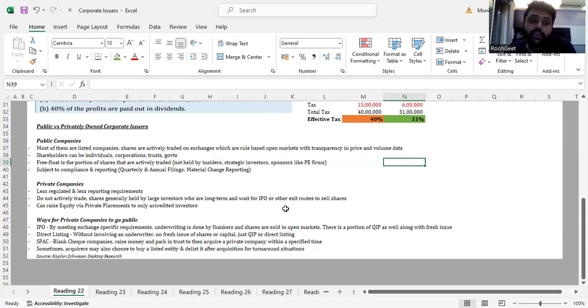So first is IPO. By meeting exchange specific requirements, underwriting is done by investment bankers and shares are sold in open markets. There is a portion of QIP as well as fresh issue. Basically, a company who wants to do an IPO, let's say Boat, ठीक है, Boat company को let's say IPO करना है, what the company can do is it can appoint investment bankers, give all the details about the company, its plans, its next 5-year, 10-year plans to the investment bankers and ask them to value the company. Based on the valuation they get, वो वैल्यूएशन के हिसाब से the company is asked to find out basically to underwrite the offer.